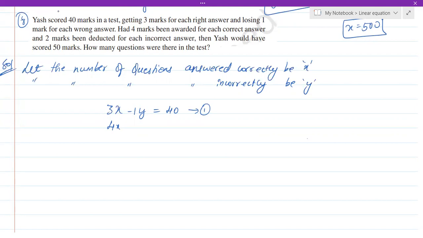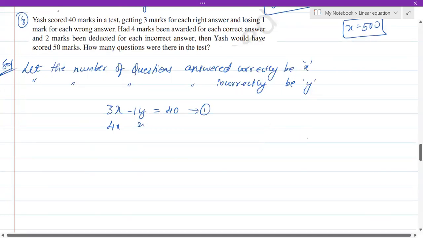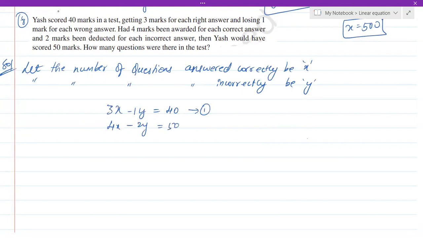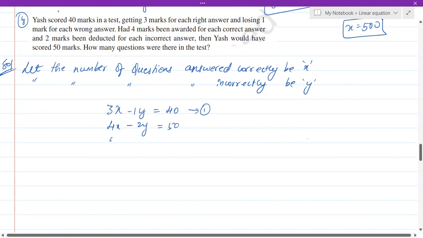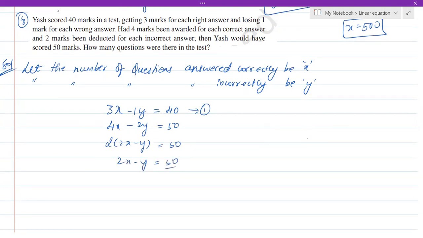For one incorrect answer, y marks. For one incorrect answer, it is 2 marks. For y, how much is it? 2y. Okay. So that many marks are deducted. He would have scored how much? 50. Let's take 2 common here. If we take 2 common, it will become 2x minus y is equal to 50 by 2, which implies 2x minus y is equal to 25. Equation 2. So let's solve equations 1 and 2.